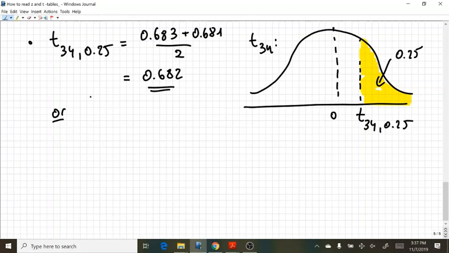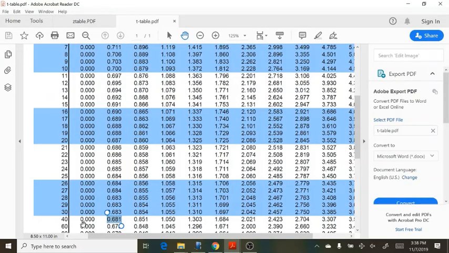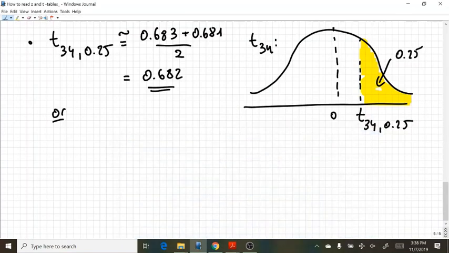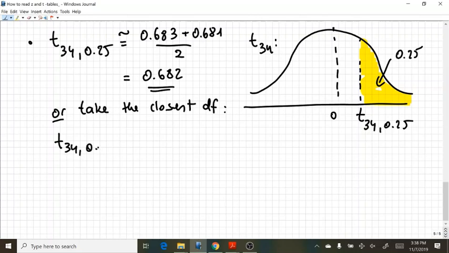Or alternatively, because anyway it's just an approximation, you can also take, which is much quicker, simply the closest value. So for 34, the closest degree of freedom is 30. So it's simply the first number. Here you go, 0.683. Or take the closest degree of freedom, which would provide us the approximation 0.683, right? Now, this is for the critical values. Now, imagine that you would like to calculate quantiles.